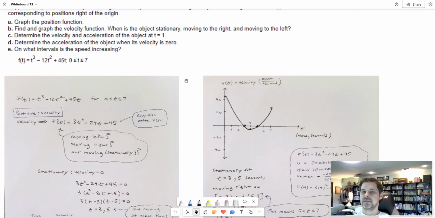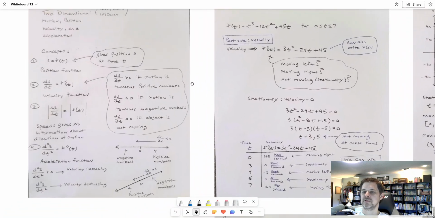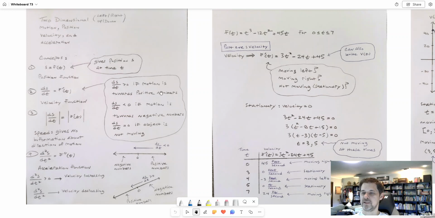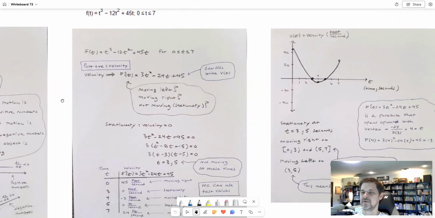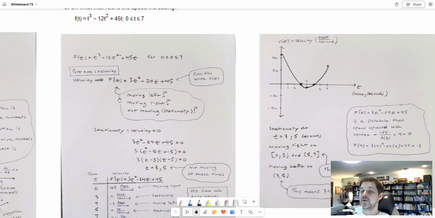I noticed that it asks, when is the object stationary? When is it moving to the right? When is it moving to the left? As if it just wants us to show that we understand this breakdown, that it might not be moving, it might be going left or right towards the positives or negatives, and so on. So that's what it's asking. I'll start by doing it like this.